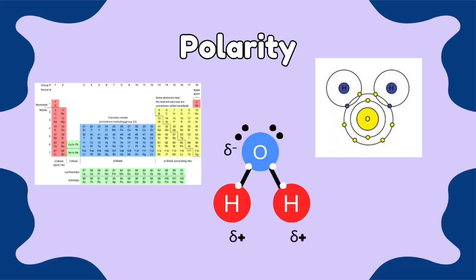So polarity is a concept in which one atom in a molecule in covalent bonding is more electronegative than the other one. And electronegativity is mainly just how well the atom or element has the ability to attract electrons when they're sharing. So if you look at the periodic table, hydrogen's all the way here and oxygen's all the way over here. And a general rule of thumb in electronegativity is that as you go up and to the right of the periodic table, electronegativity increases.